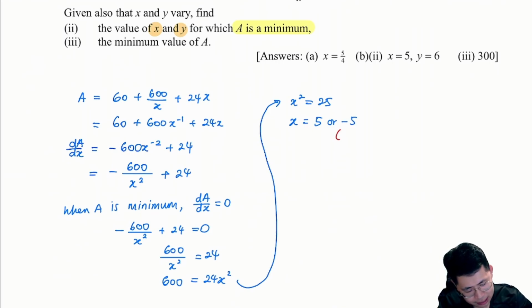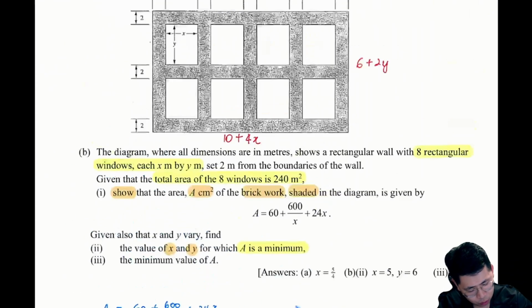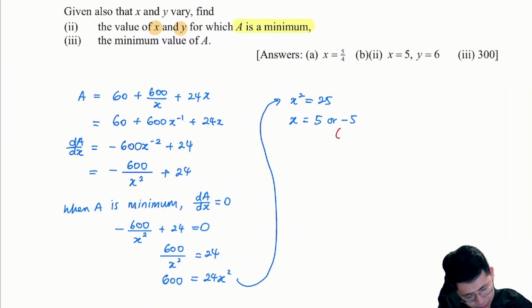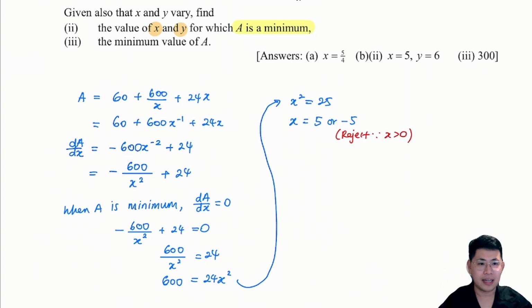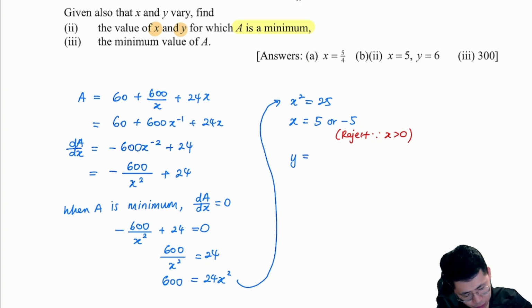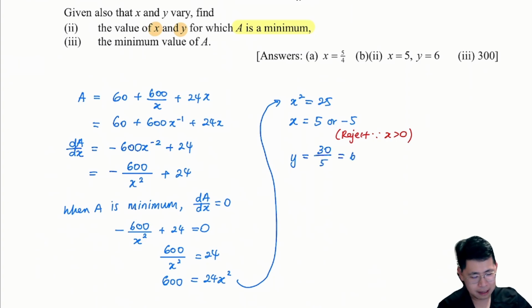However, x is the length of the window. Okay, apologies about that. So we will reject the negative value of x because x is a positive number. It is the length of a window. So x will be equals to 5. And now let us make use of the y. And just now our y will be equals to 30 over x. So this is going to be 6.